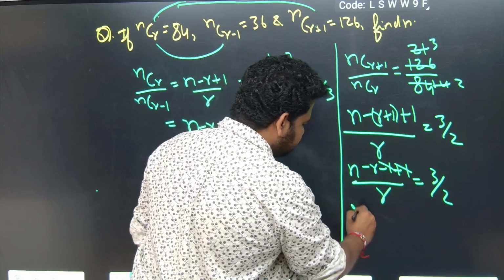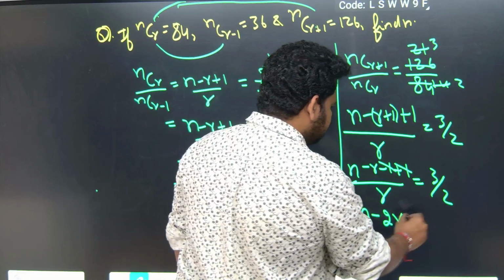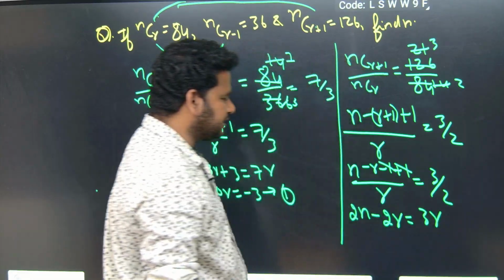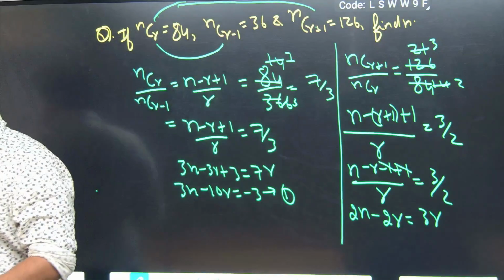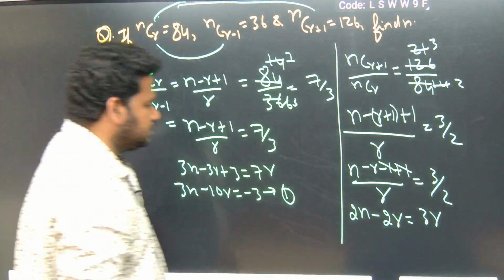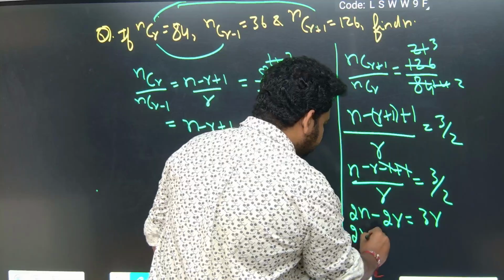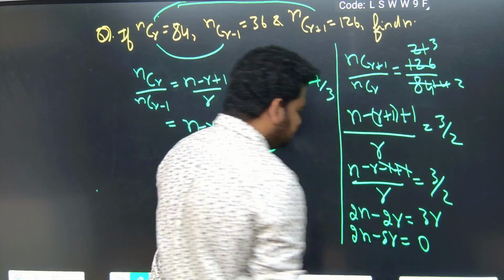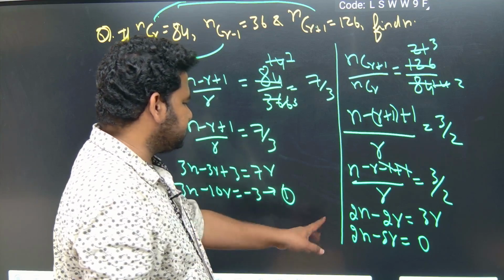2 into n is 2n, minus 2r is equal to 3r. On simplifying this, we will get the answer. Now see here, this is 2n minus 2r. So if I bring this side, 2n minus 5r is equal to 0. Now 2n minus 5r is equal to 0.